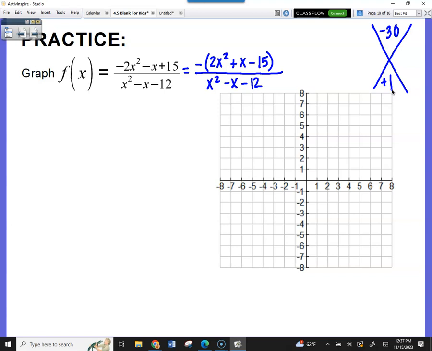Factors of -30 that add up to 1. -5 and 6, which is fine. It won't matter. I can do it both ways. Do you want me to show you both ways? Would y'all rather not pull the negative out?